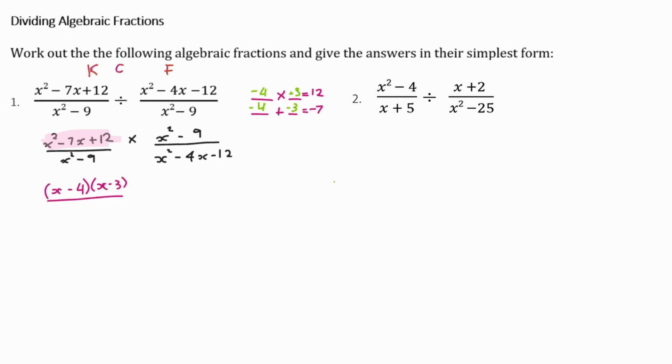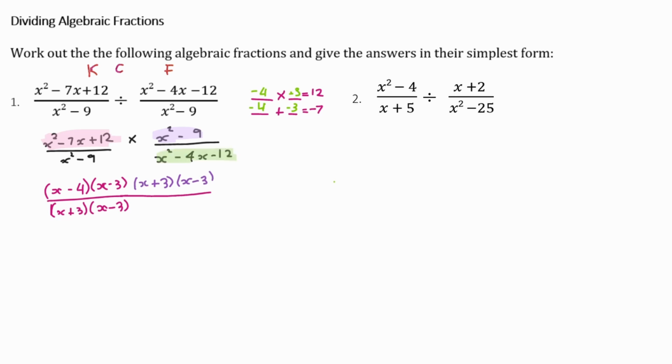And this is over x squared minus 9, which is a difference of 2 squares. So we can factorize that as x plus 3 and x minus 3. We are then multiplying it with the second numerator, which is also a difference of 2 squares. So we can factorize that also as x plus 3 and x minus 3.